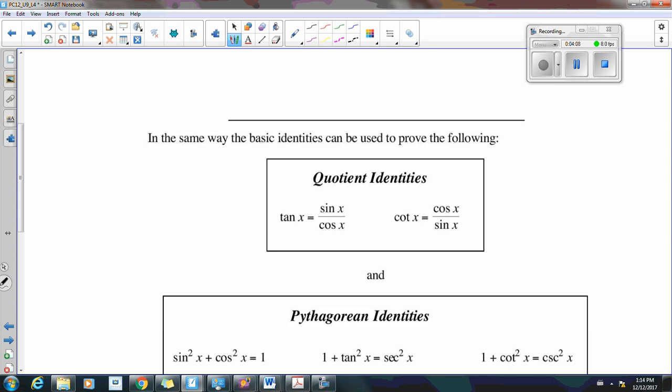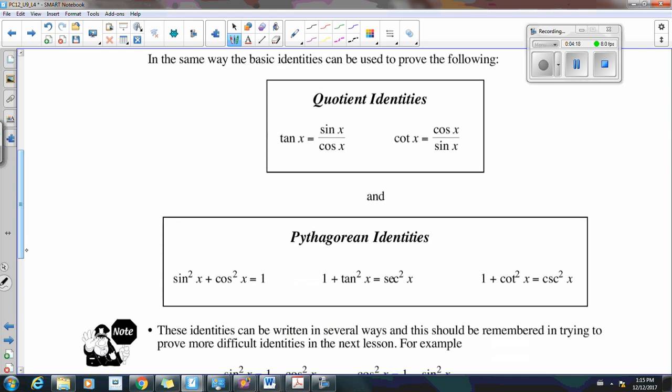A few identities we have here. Tan of x equals sine x over cos x. Cotan equals cos x over sine x. And what we call our Pythagorean identities: sine squared x plus cos squared x equals 1. And 1 plus tan squared x equals secant squared x. And 1 plus cotan squared x equals cosecant squared x. These all come from using the Pythagorean theorem on our special triangles or unit circle.